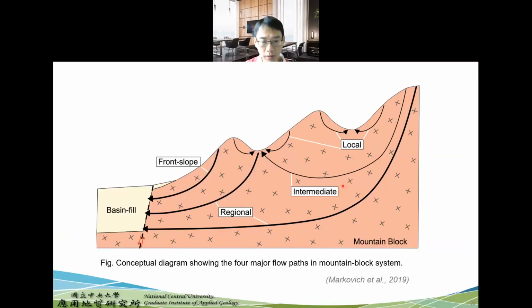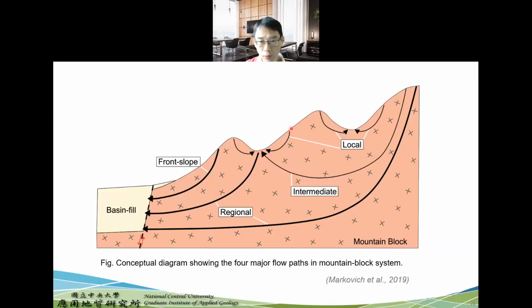And this is the very common conceptual diagram showing the four major flow paths in the mountain block system. Commonly, this is a profile from the mountains to the plain area. So the system here is the rock system, and here could be the alluvial plain areas. As I mentioned, if you have the mountains or the foothill, you might have faults or geological structures occurring around. And commonly we will imagine the river system or the valleys.